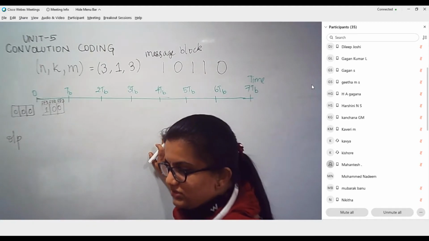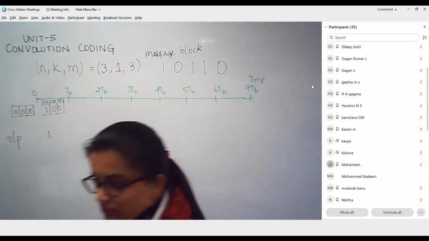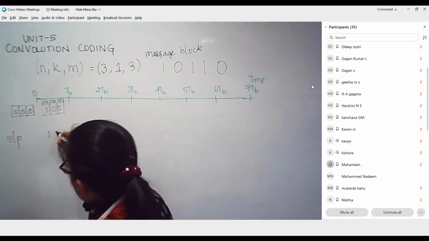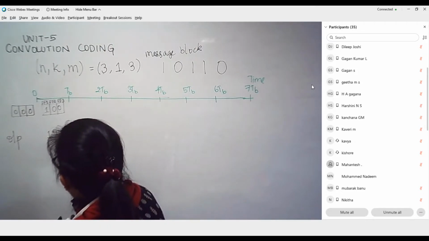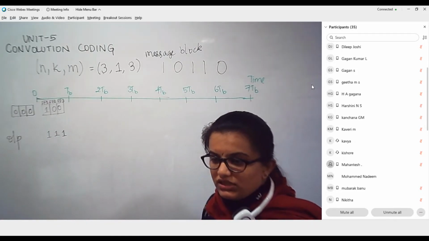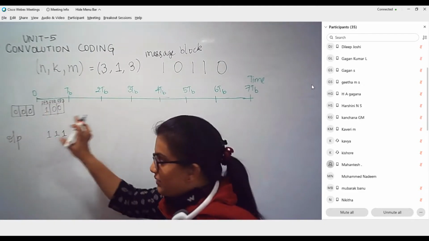Triple 1, ma'am. C1 is 1. C2? 1. C2 is also 1. C3? 1, ma'am. Okay. So all ones will be the output. Now, the first bit has given me some output.